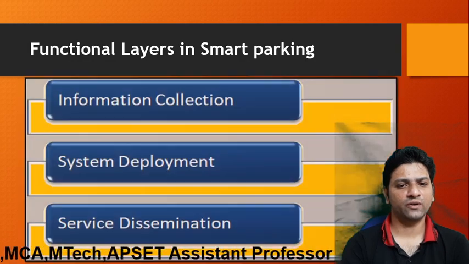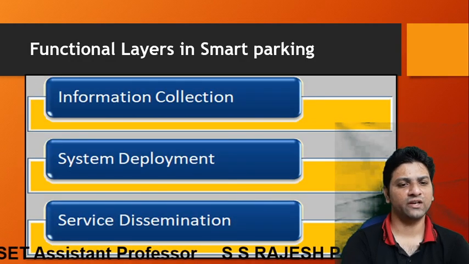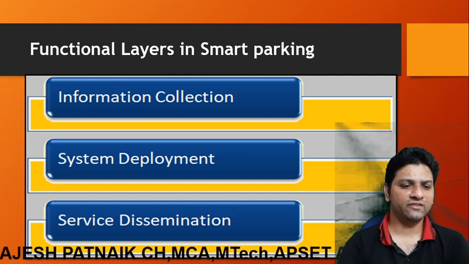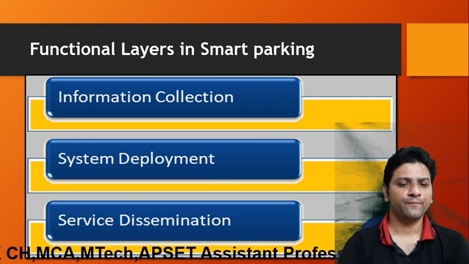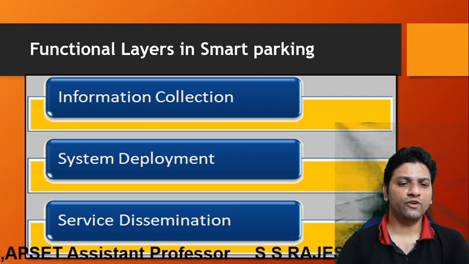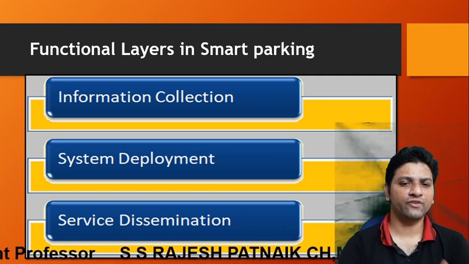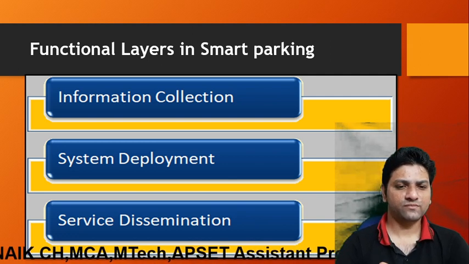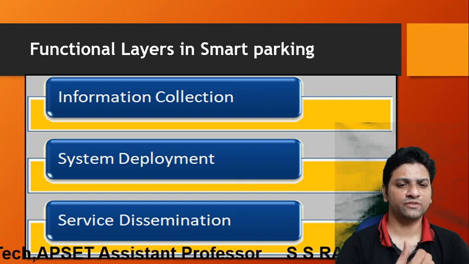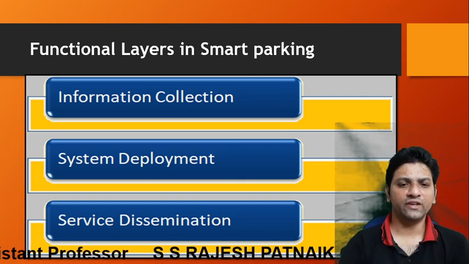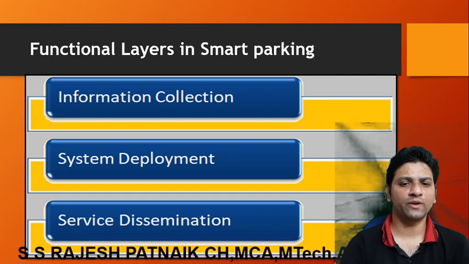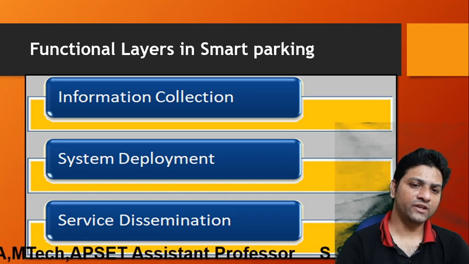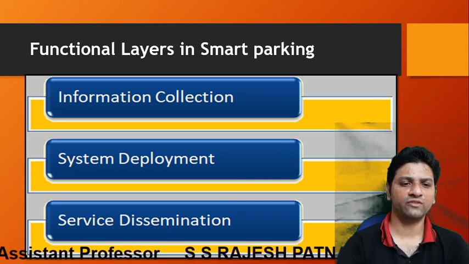Functional layers of smart parking. So generally, what are the functional layers? They are information collection, which is the top layer, system development, and service dissemination. Information collection means there are different types of devices; an autonomous car consists of various GPS tracking systems and various IoT devices which collect the proper information, monitored from various clouds and various servers.